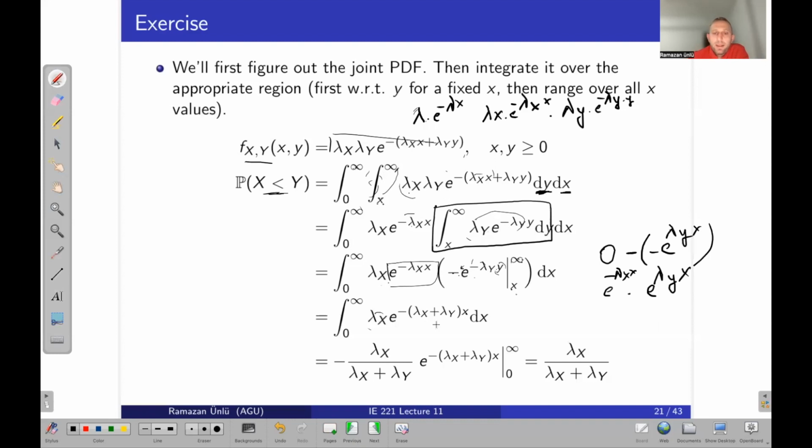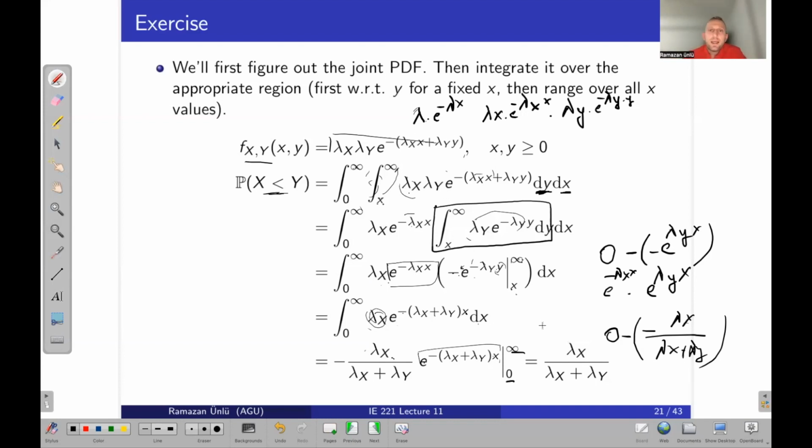Okay, and I have this term lambda x here. Again, I need to take the antiderivative of this one, so I need to integrate that guy. So that will be simply lambda x divided by minus lambda x plus lambda y, times e to the minus lambda x plus lambda y, x. And I need to evaluate this guy for infinite and 0, and that is based on x. If I give infinite to x, this whole term will be 0, so 0 minus. If I give 0, that guy will be 1, and I will end up with this one. So the result will be lambda x divided by lambda x plus lambda y, right?